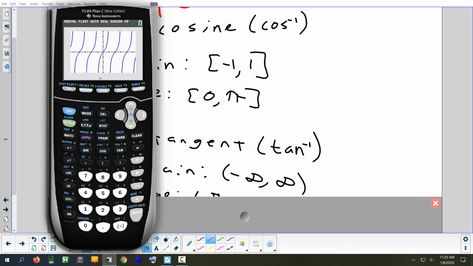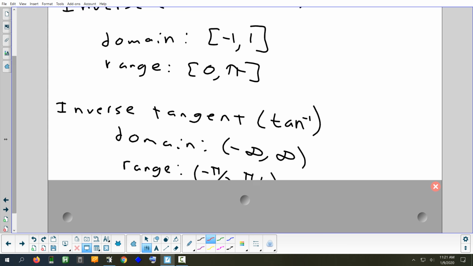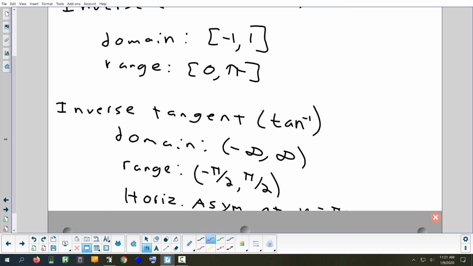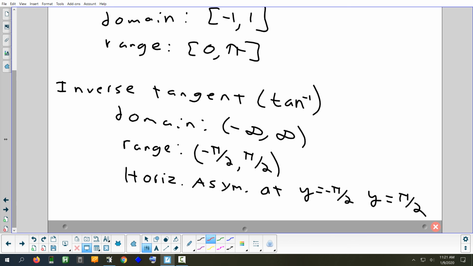Sam, you're saying no? How come? Each line would touch it. Well, the reason why we can't include it is because the curve never touches it. Because it's a, what? Asymptote. Negative pi over 2 is an asymptote. Positive pi over 2 is an asymptote. So when you write the range, you can't include it. That's why I use parentheses.